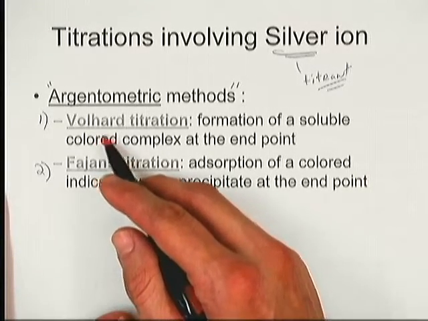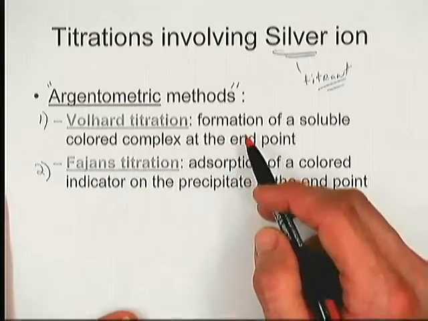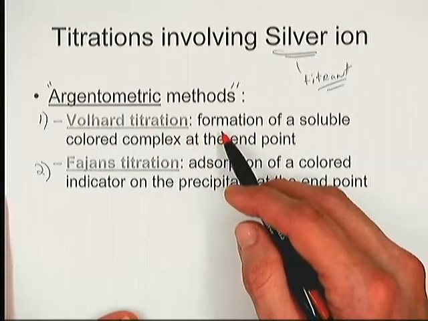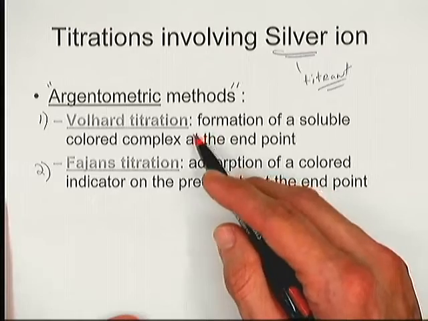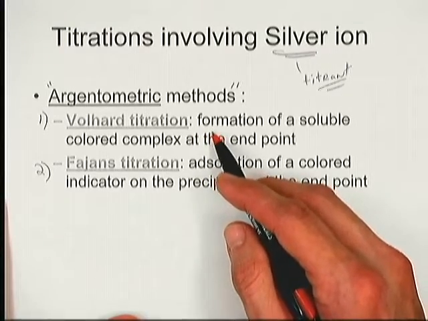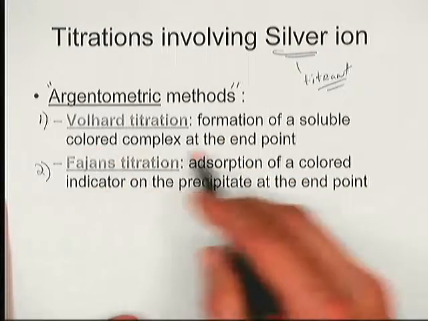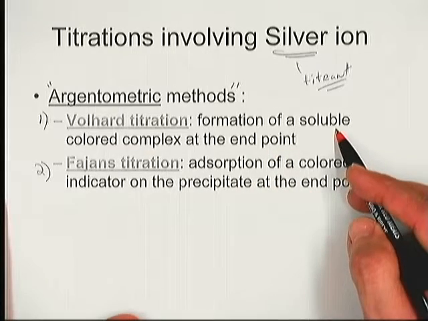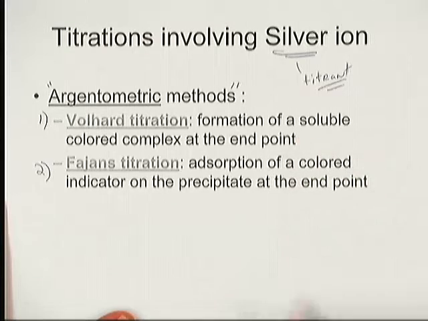First one's going to be called the Volhard titration. It's a very specific titration. We'll see that in a second. It's also a back titration. It's going to involve the formation of a soluble colored complex at the endpoint, and that is going to signal when the titration is done, or it's going to signal our endpoint, okay?